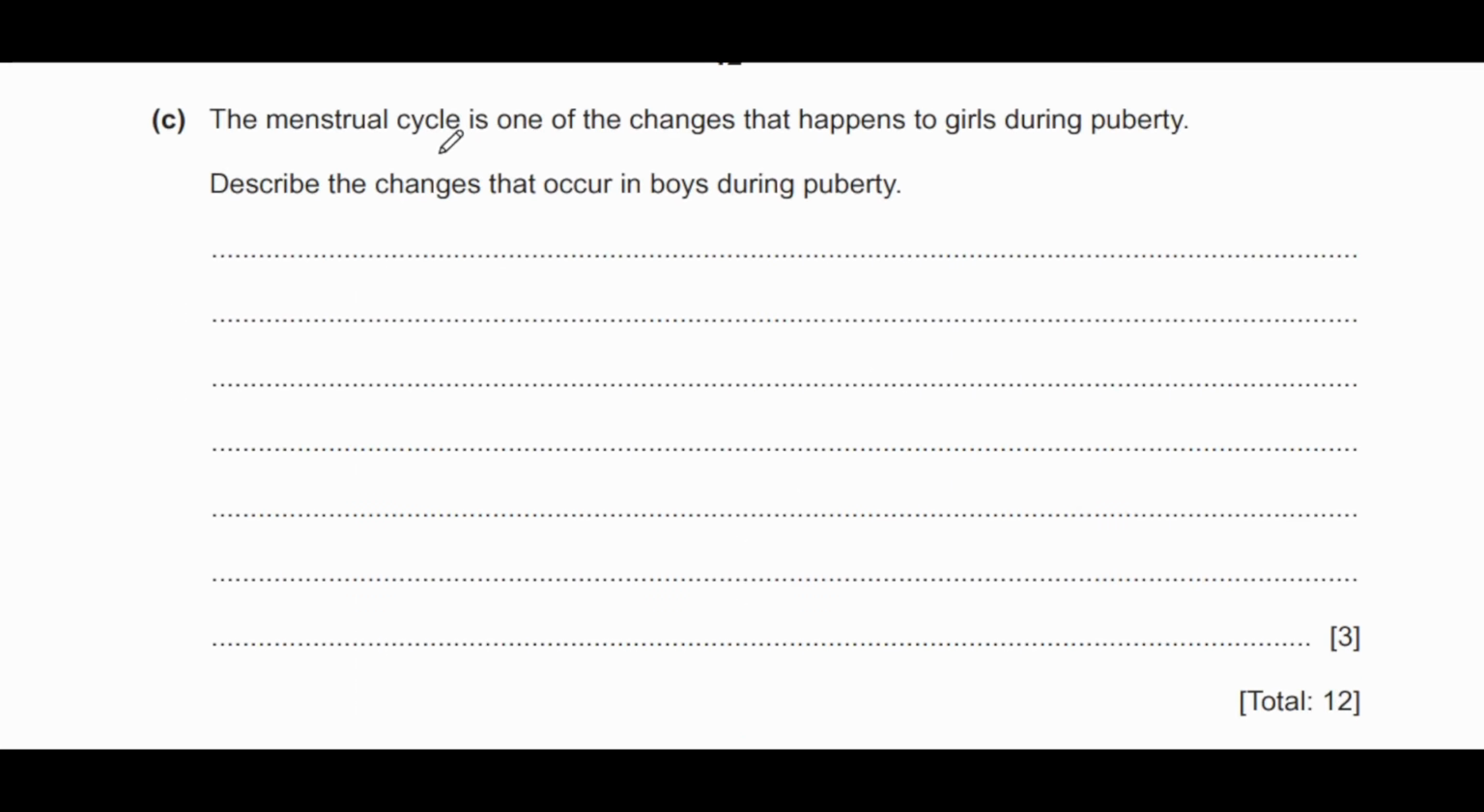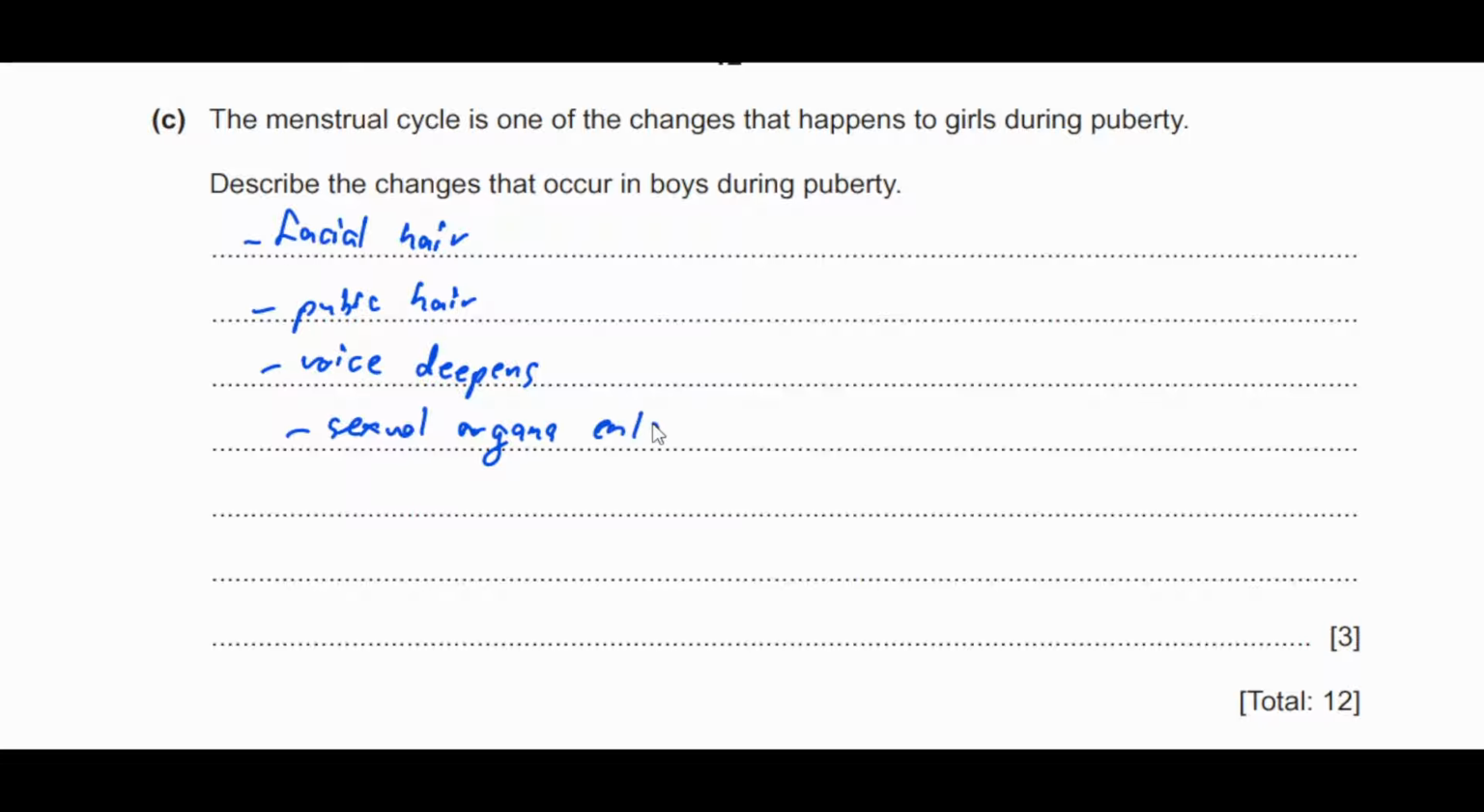Now, C. The menstrual cycle is one of the changes that happens to girls during puberty. Describe the changes that occur in boys during puberty. So it's 3 marks, so you need to write 3 things, right? So you can say that the boys will have facial hair, pubic hair, voice deepens, the sexual organs enlarge.